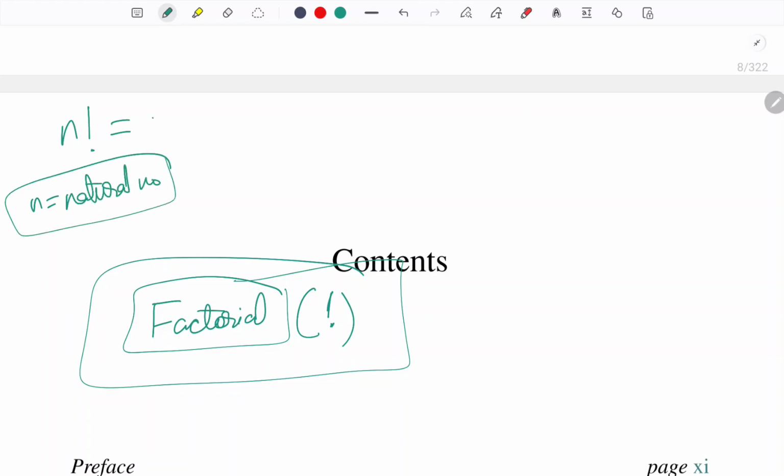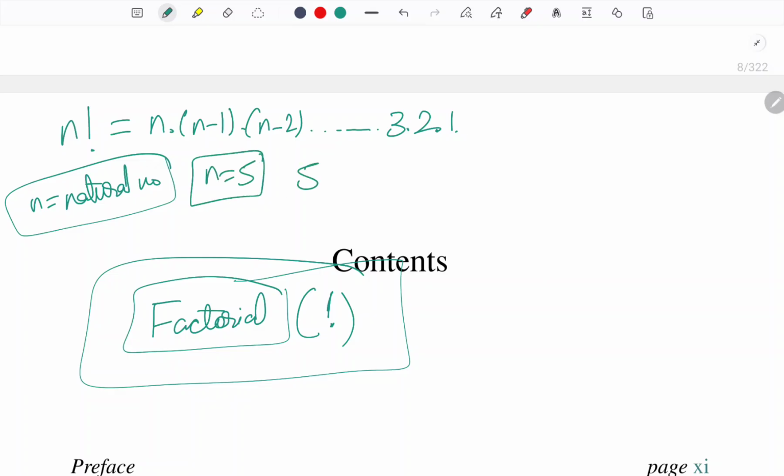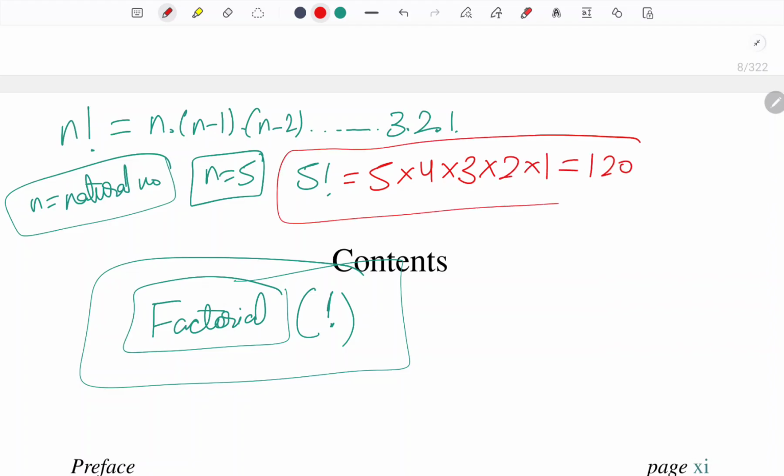So n factorial is just the product of n times n minus 1 times n minus 2, and this goes up to 3 times 2 times 1. If you plug in n equals 5, we have 5 factorial as 5 times 5 minus 1, which is 4, times 5 minus 2, that is 3, times 2 times 1, and this gives 120.